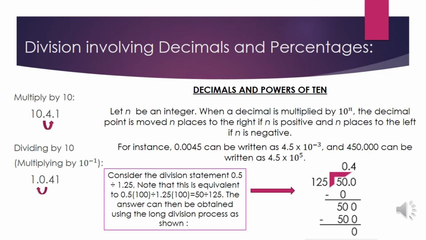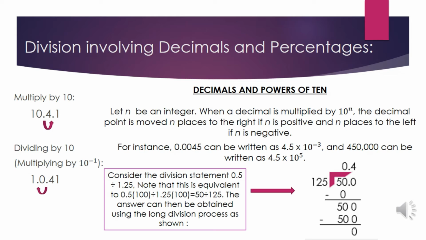So again, class, for the exponent of 10, if it is positive, the n would be positive and the decimal point should be moved to the right. But if the n is negative, the decimal point should be moved to the left. A decimal can be expressed in scientific notation, under which the decimal is expressed as a product of another decimal and a power of 10.